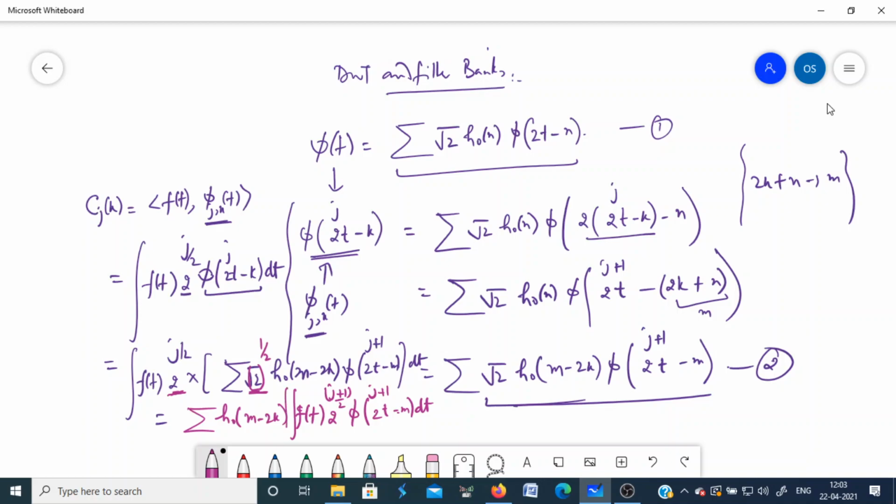Now if you look at this integral, what is it? This is the inner product of the function with a scaling function at scale j plus 1. It means this will give you the coefficients at scale j plus 1. So c_j(k) is nothing but the summation of h0(m minus 2k) into c_(j+1)(m).